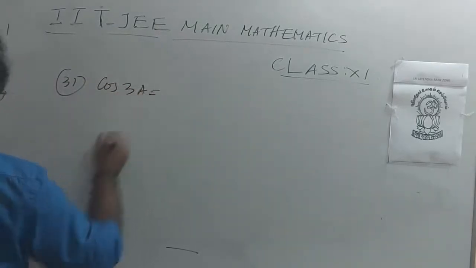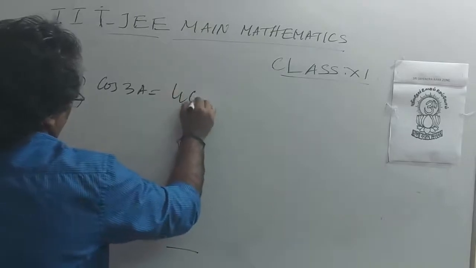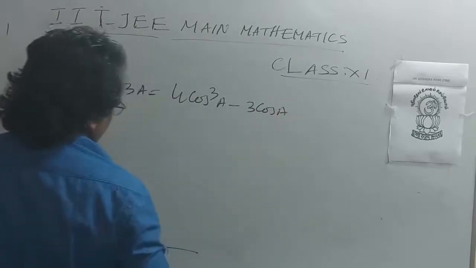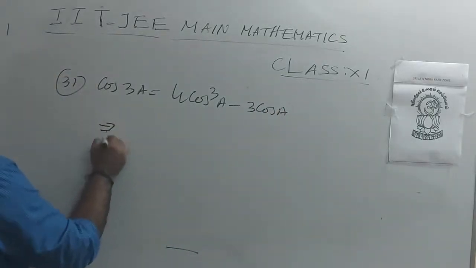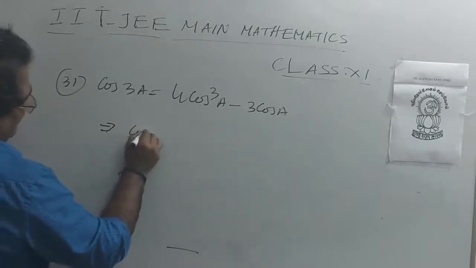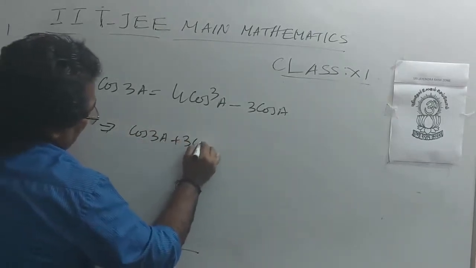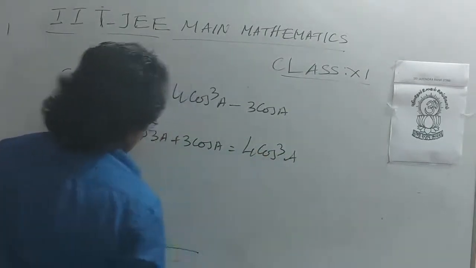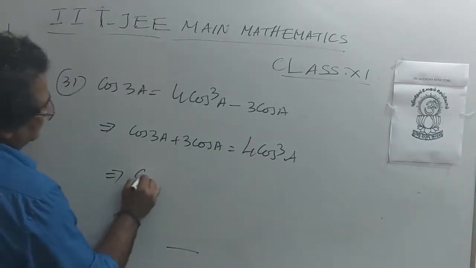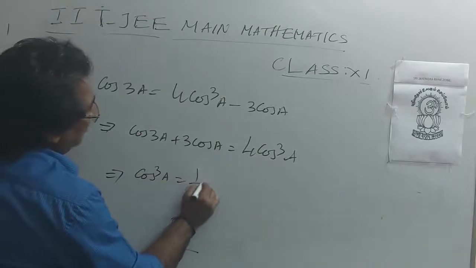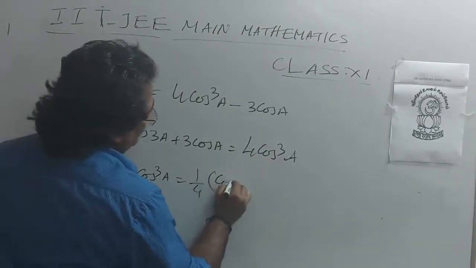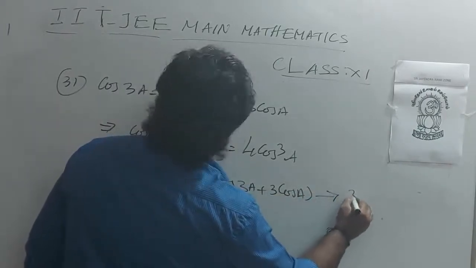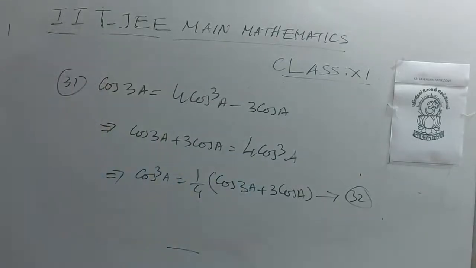Cos 3a equal to 4 cos cubed a minus 3 cos a. From this, bring this side, cos 3a plus 3 cos a equal to 4 cos cubed a. From this, cos cubed a equal to 1 by 4 of cos 3a plus 3 cos a. You can note this as formula number 32.